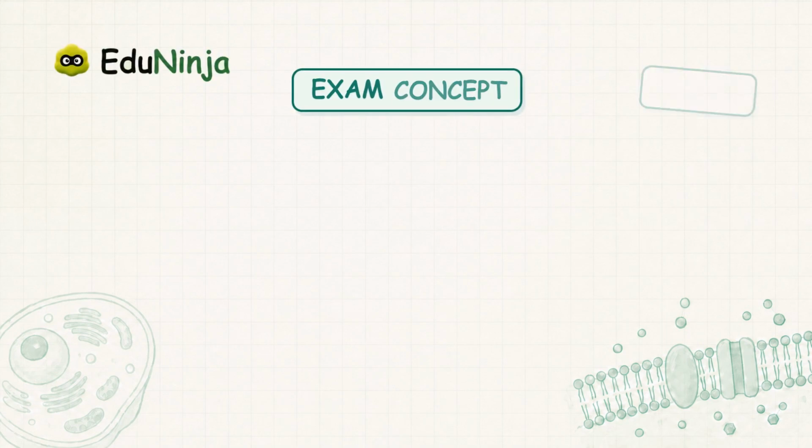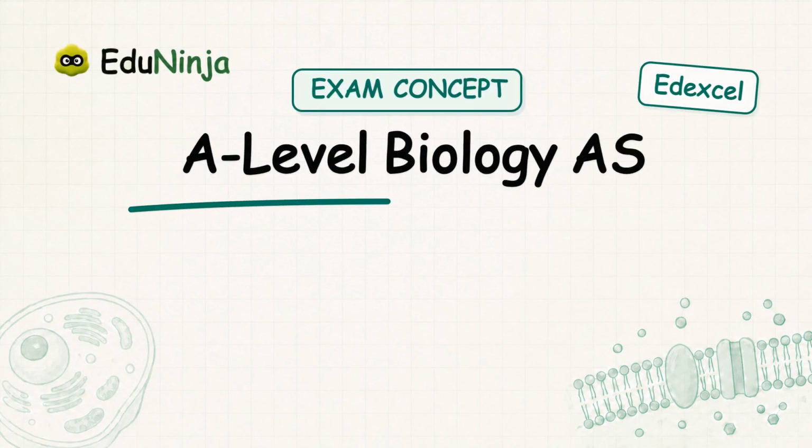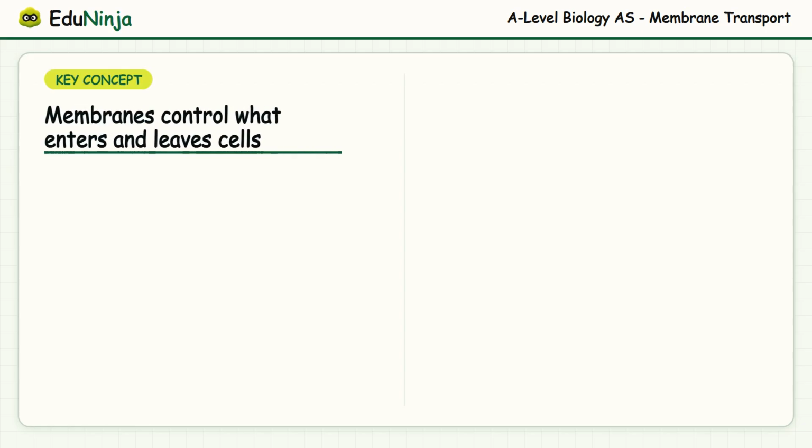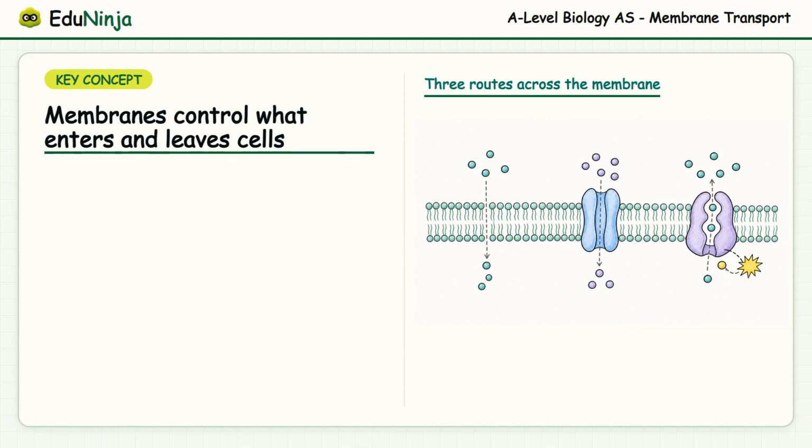Welcome to EduNinja. In this A-Level Biology AS Edexcel lesson, we will break down membrane transport mechanisms, then use the idea in exam-style questions and scoring tips. For Edexcel A-Level Biology AS, membrane transport is about one simple question: what can enter or leave the cell, and how? The answer depends on the concentration gradient, the type of molecule, and whether the cell needs to use energy.